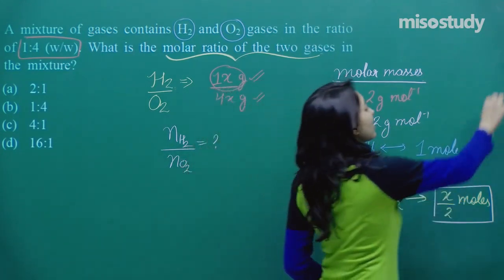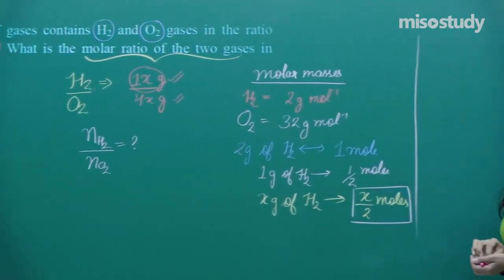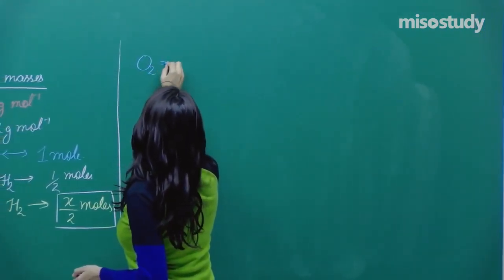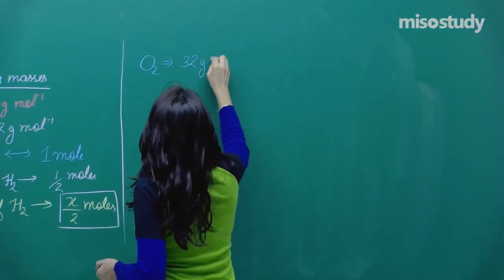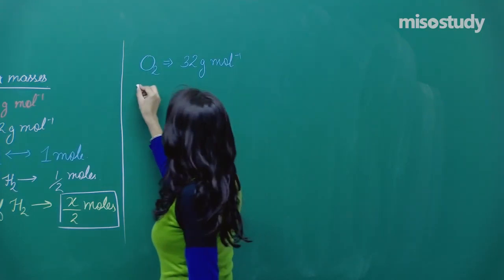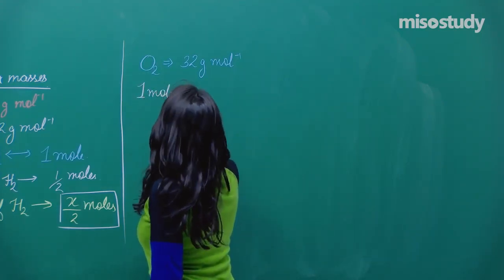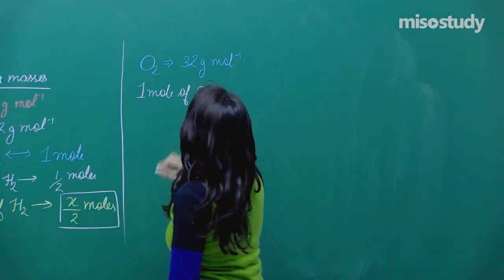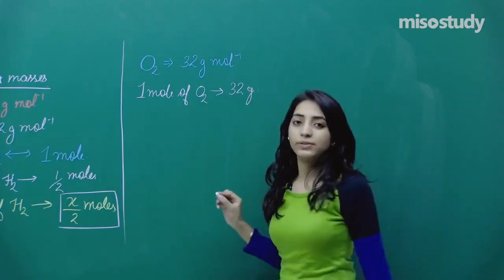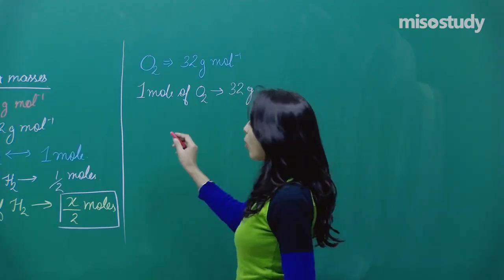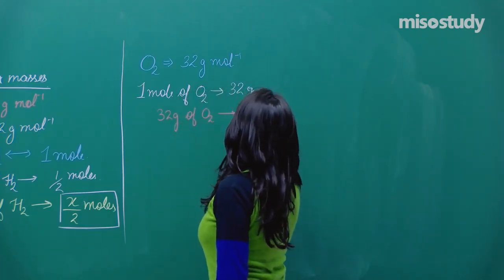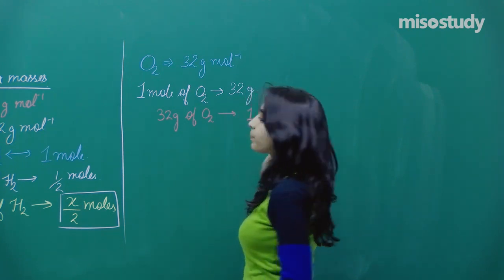Now let us do a similar thing in the case of oxygen. For oxygen, what should I be writing? Oxygen is equal to 32 grams per mole. What does that mean? This simply means you take 1 mole of oxygen molecules. How much will it weigh? It will weigh 32 grams, right?